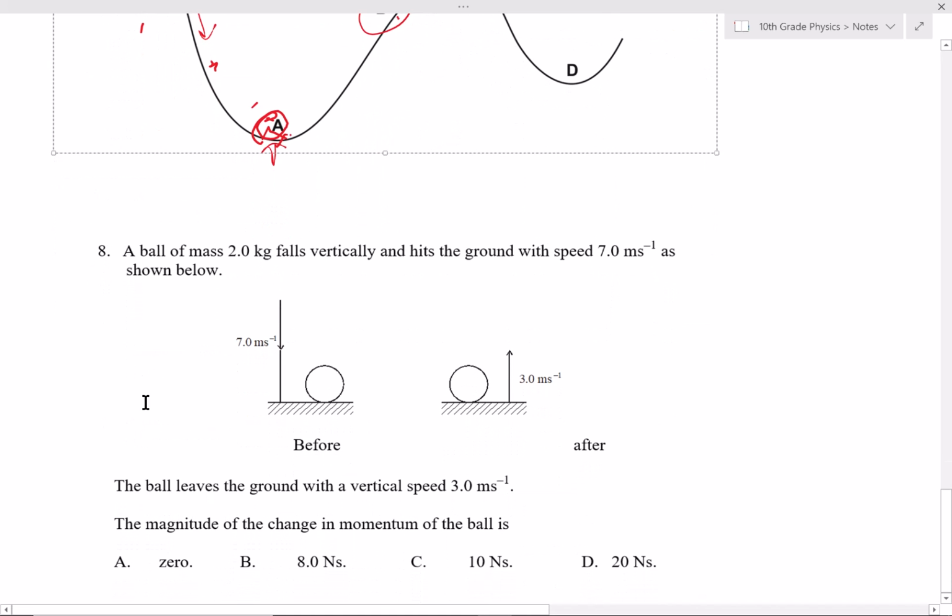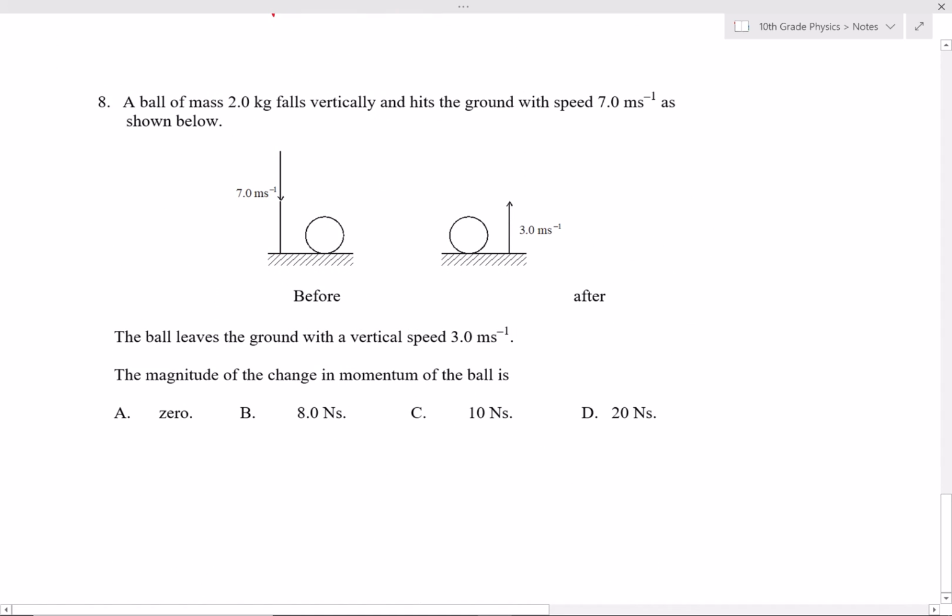All right, so next one is a ball of mass 2 kilograms falls vertically and hits the ground with a speed of 7 meters per second, as shown below, right? So this ball weighs 2 kilograms. And it hits the ground, and then after it has a speed of 3 meters per second. The question is, the magnitude of the change in momentum of the ball is.